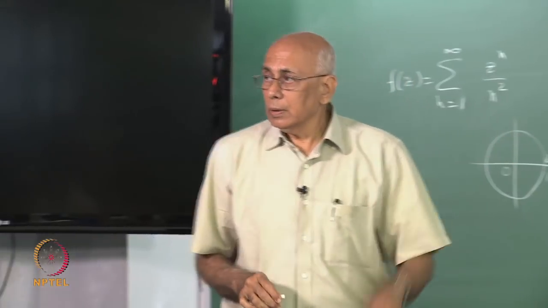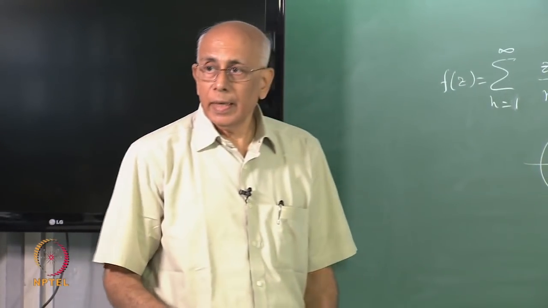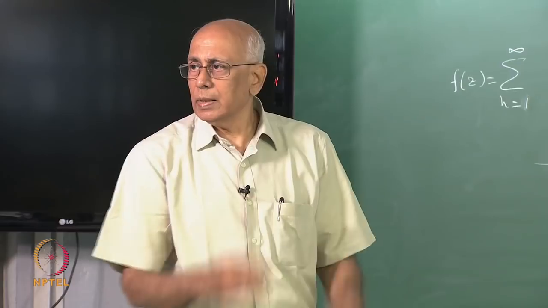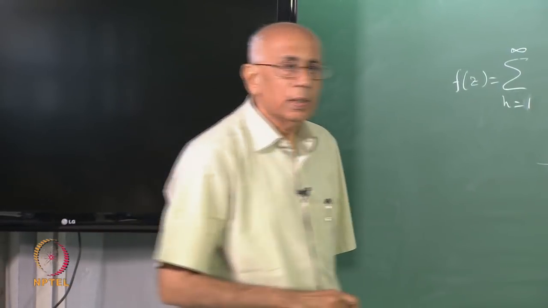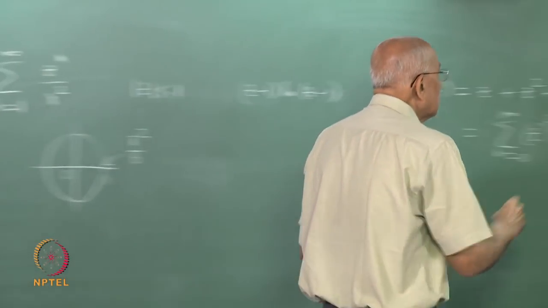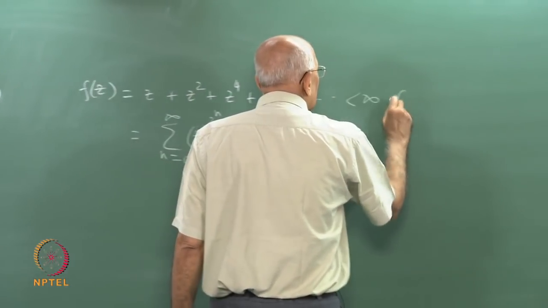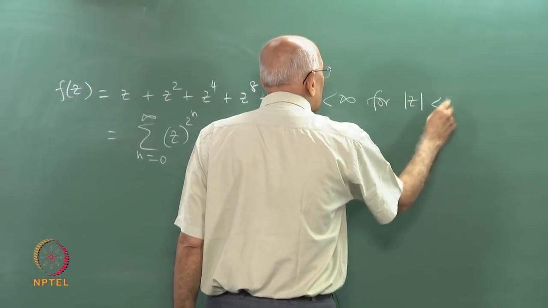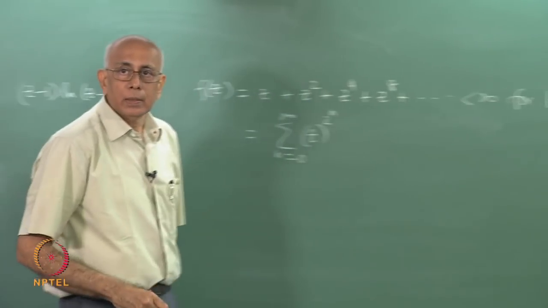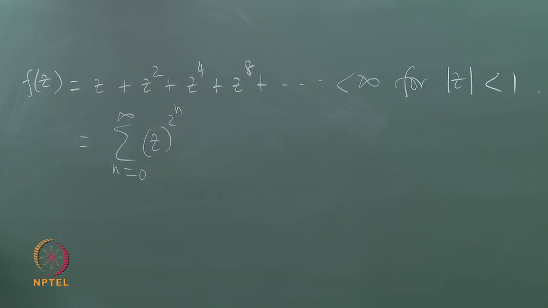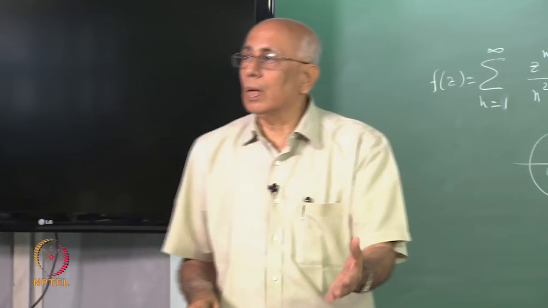Now, this function, this infinite series, has a radius of convergence equal to 1. That is very easy to determine by the ratio test. So, it makes sense that it is less than infinity for mod z less than 1. On the other hand, we know that it definitely diverges if you put z equal to 1.